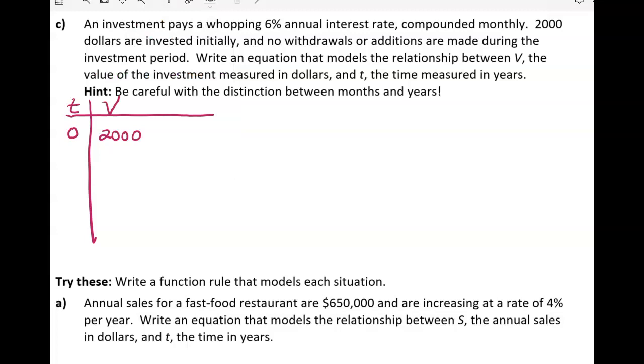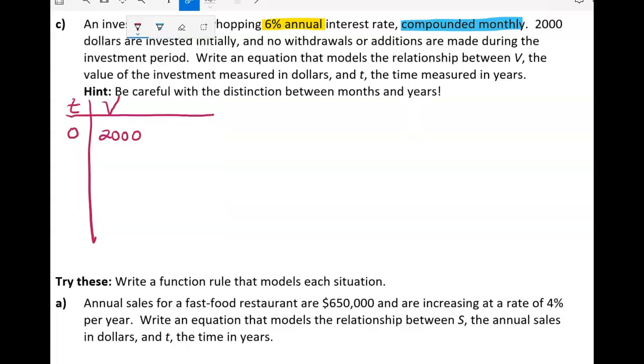All right, now let's pay attention to what it means to say that we're compounding the interest monthly. Notice that 6% is our annual interest rate. That means this investment pays 6% if it were measured out per year. However, we're actually paying this amount on a compounded monthly basis. That means they're actually adding that monthly interest each month rather than waiting for the end of the year.